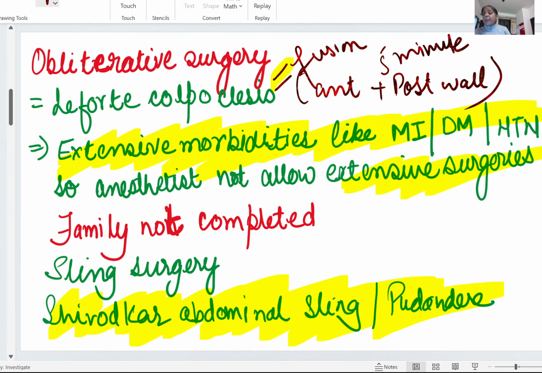How will you remember Le Fort? Le Fort is for the patients. Very good. Because we will tell the anesthetist, you are not allowing us to do the surgery, so then we did colpocleisis. Okay? Colpocleisis done. Right? Is it okay?